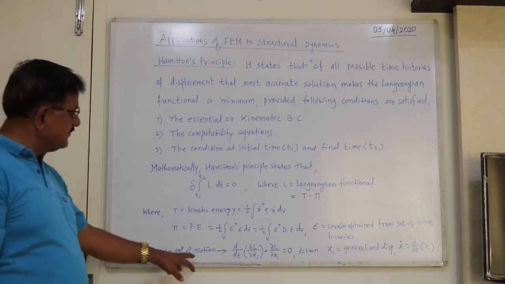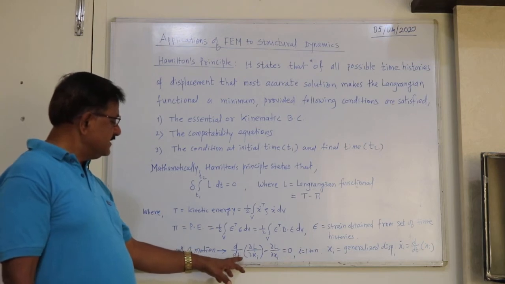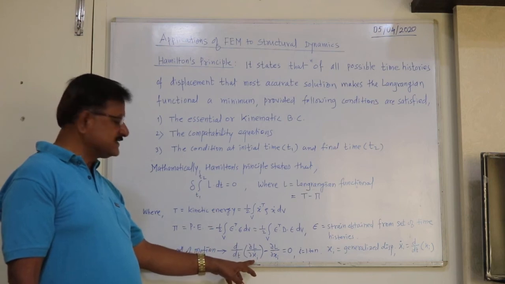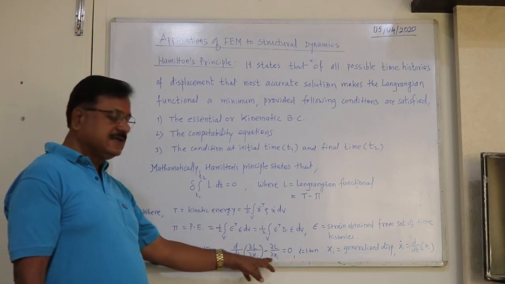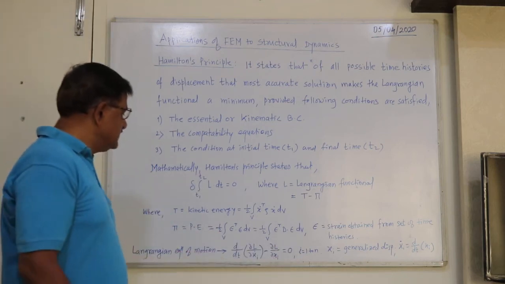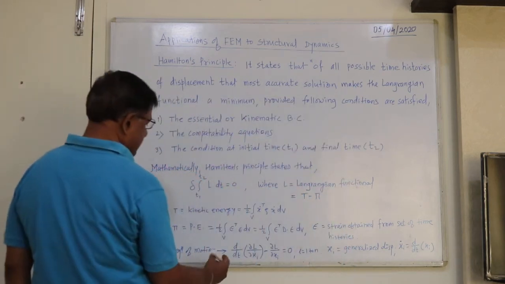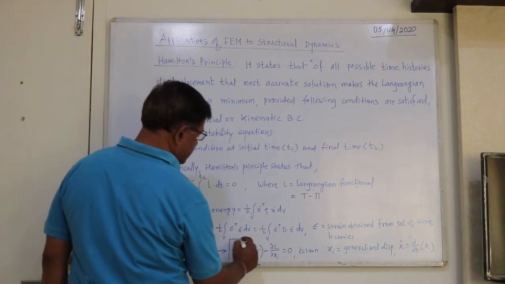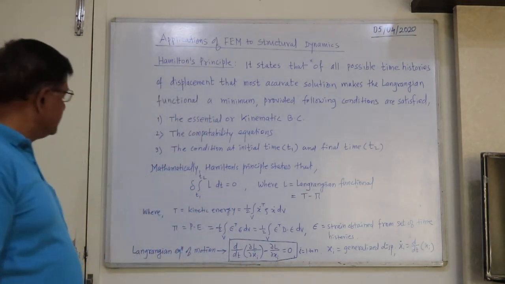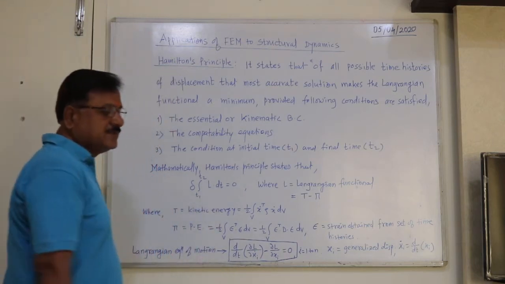If xi is the generalized displacement, then the Lagrangian equation of motion is given by d/dt of dL/d(xi dot) minus dL/d(xi) equal to 0, for i equal to 1 to n. This equation is very important. We can use this equation to develop the equations of motion in dynamics. This Lagrangian equation is derived from Hamilton's principle.